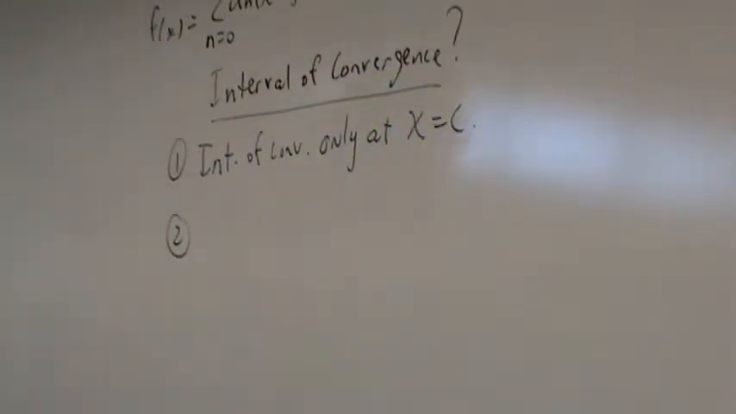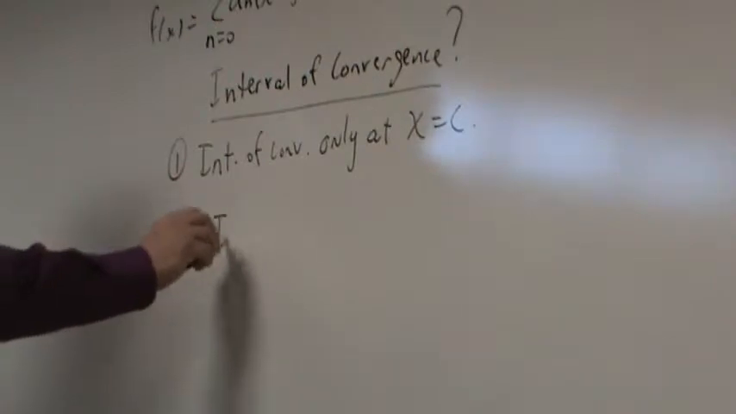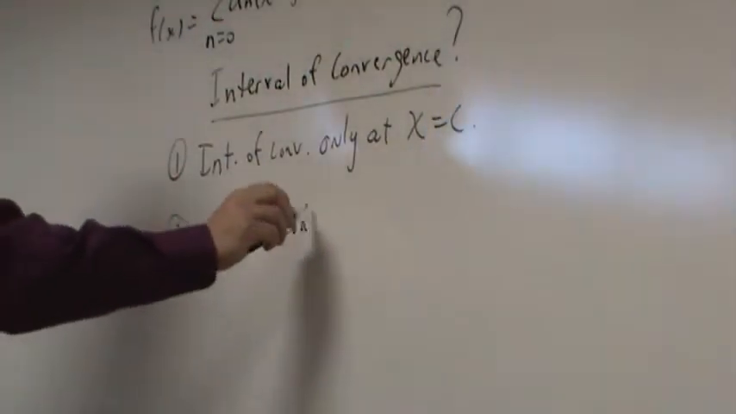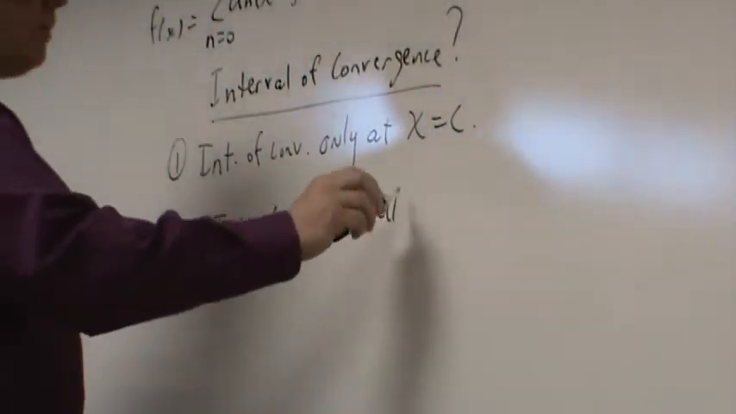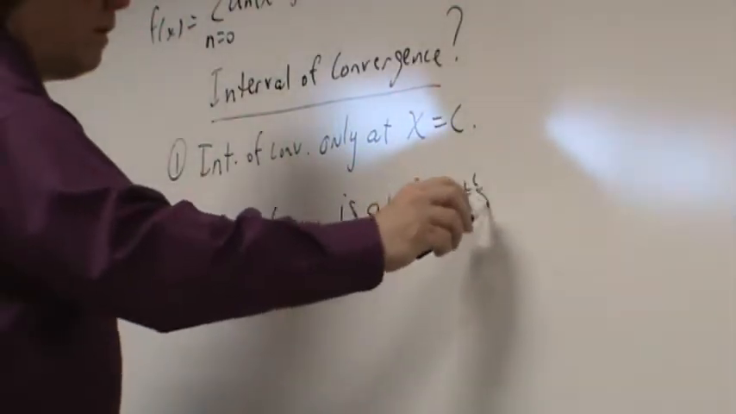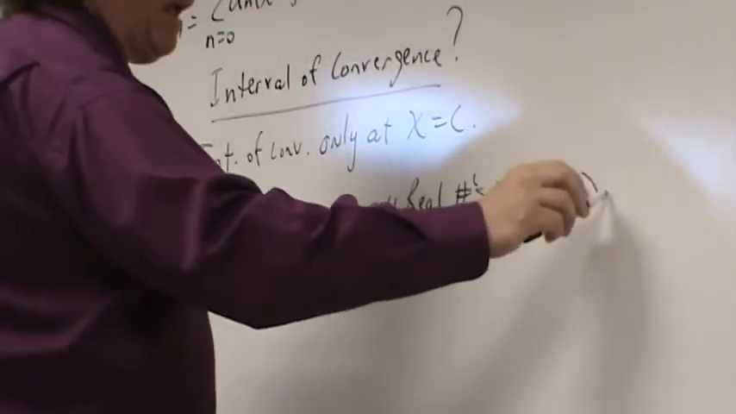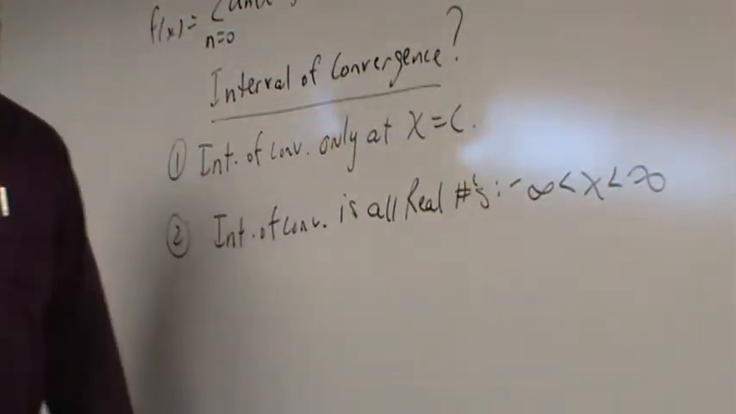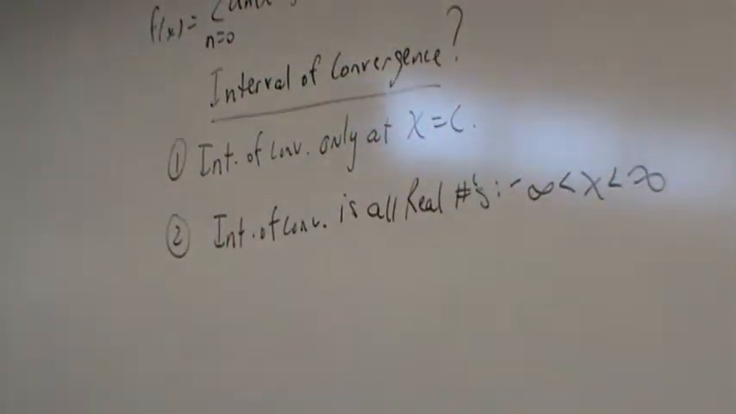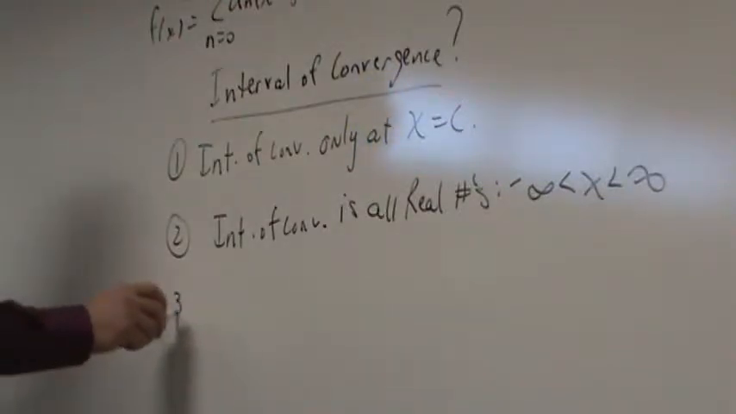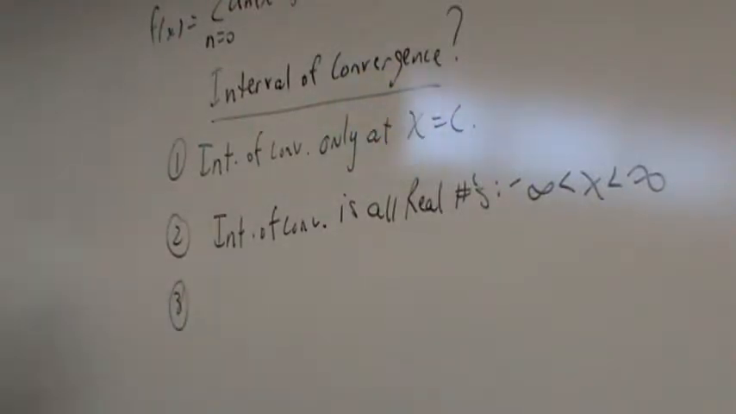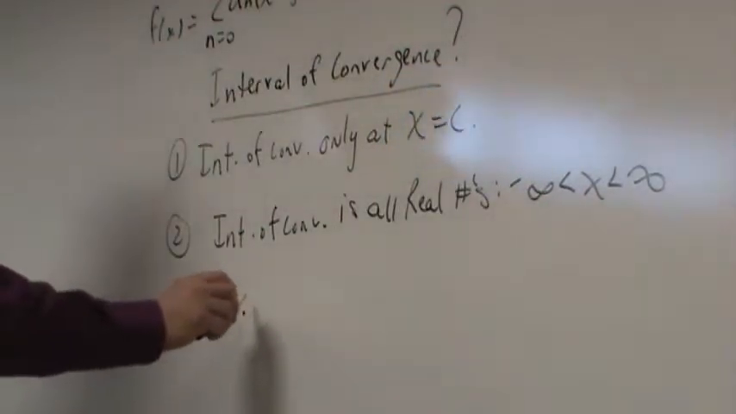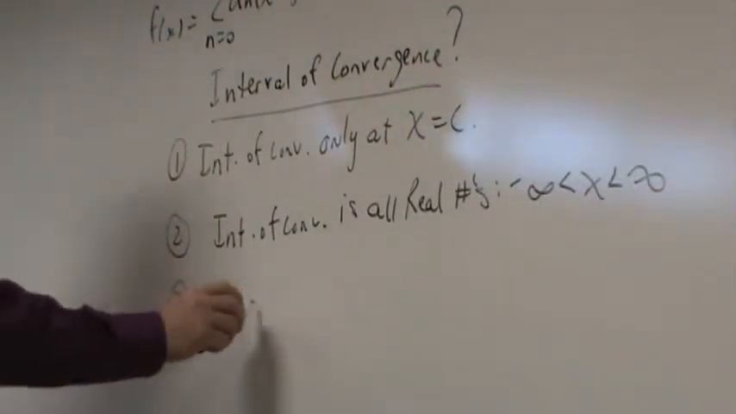The second possibility is that the interval of convergence is all real numbers. That is, you can plug in any value of x you care to, and you're going to get a convergent answer. That's very useful. A power series where I can plug in any x I want and not think about it is really nice. The third possibility is that the interval of convergence is only on an interval of x.